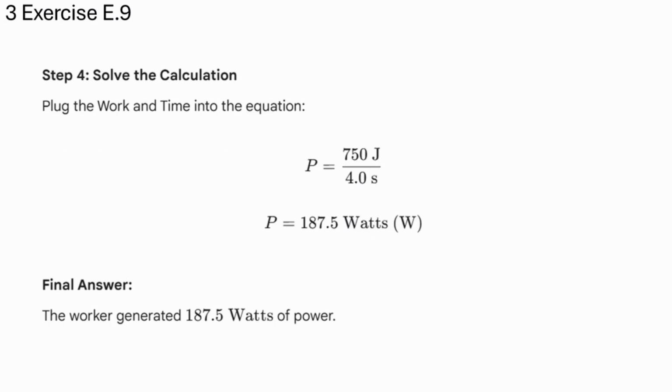Let's plug in our numbers. We take our 750 joules of work and divide it by our 4 seconds of time. 750 divided by 4 gives us 187.5. Since we are measuring power, our unit is the watt.